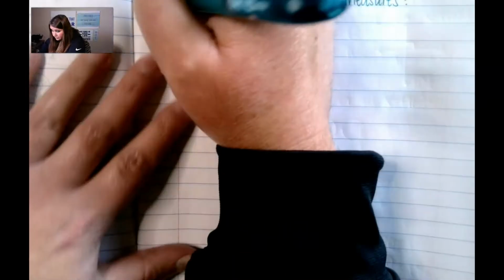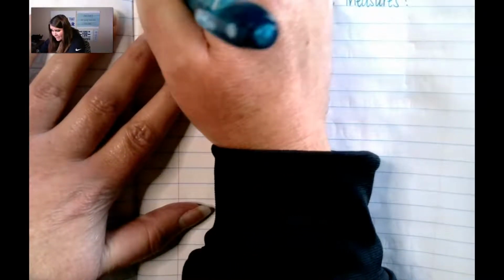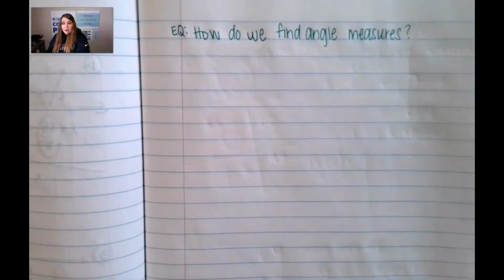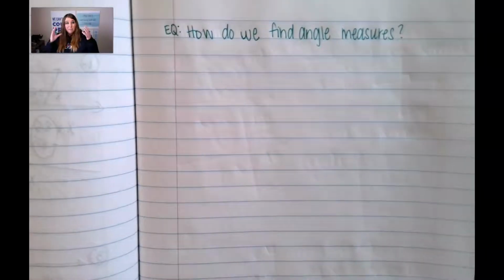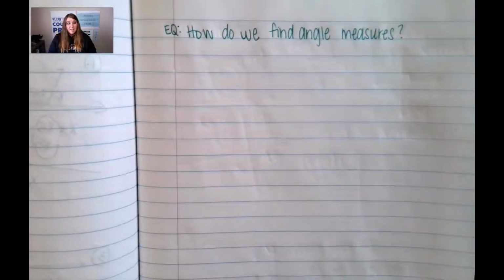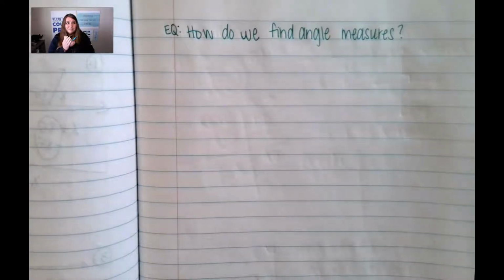Okay, so today what we're going to look at is the essential question of how do we find angle measures when we have a big giant problem. Okay, so we're going to be looking at how to find angle measures. So we're going to need to be looking at many different aspects today. So I'm going to try to switch back and forth between two different screens so that we can do this.